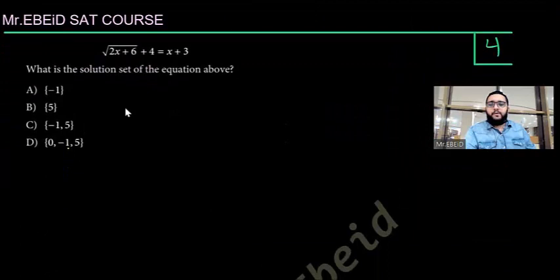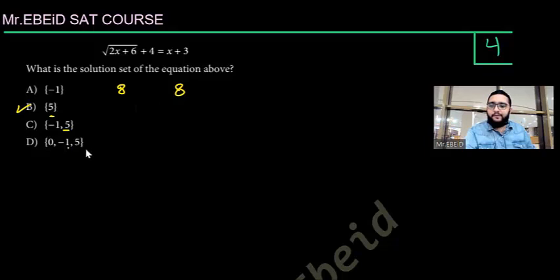Question 4, we have the square root of 2x plus 6, plus 4, equals x plus 3. What is the solution set of the equation above? I think you can plug in, it's easier. You can put a positive number like 5. So we have 2 times 5, which equals 10, 10 plus 6 equals 16, root 16 equals 4, 4 plus 4 equals 8, so the left-hand side equals 8. For the right-hand side, we have 5 plus 3, which equals 8, so the left-hand side equals the right-hand side, so that's right. Also we have 5 here, so check C and D, and D is wrong.